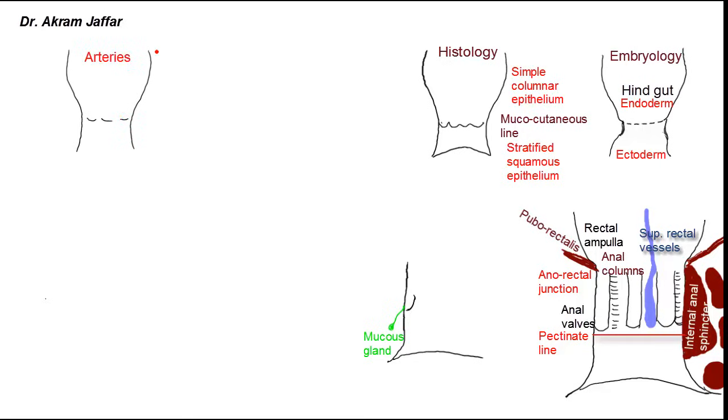The blood supply of the anal canal above the pectinate line is derived from the superior rectal artery, which is a branch of the inferior mesenteric artery. Below the pectinate line, the blood supply is derived from the inferior rectal artery, which is a branch of the internal pudendal artery, which is a branch of the internal iliac artery. Sometimes the middle rectal artery participates in the supply and assists in the formation of anastomosis between the superior and inferior rectal arteries.